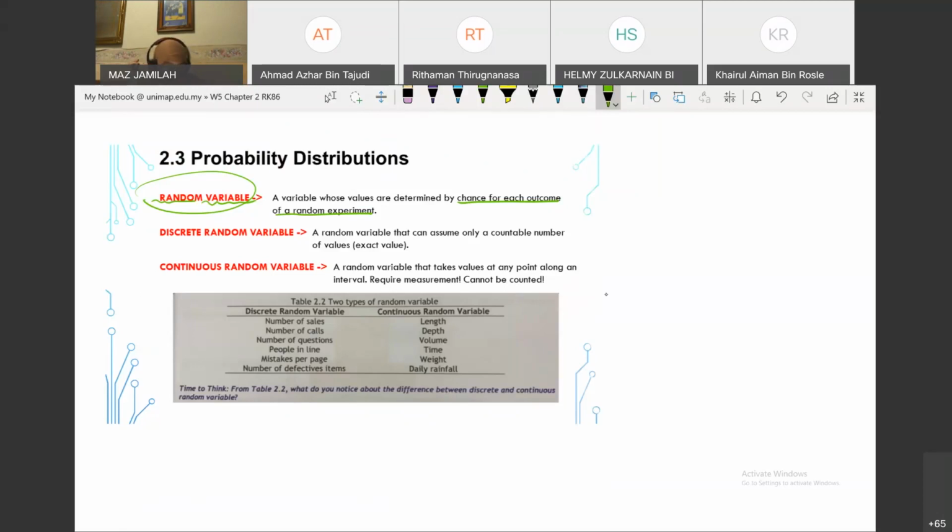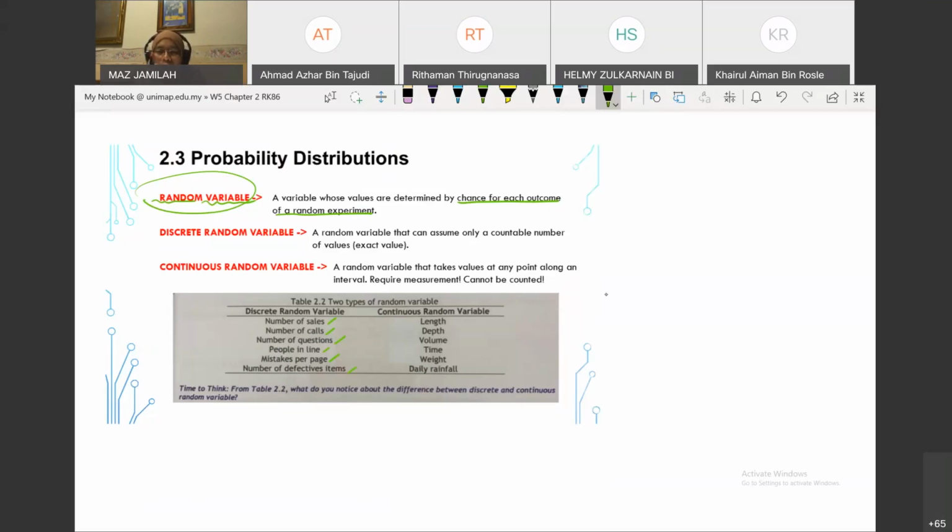From table 2.2 in your textbook, on page 45, discrete random variables include number of sales, number of calls, number of questions, people in the line, mistakes per page, number of defective items. Imagine, if we are talking about number of sales, let's say we go to a handphone shop. This shop sells different types of handphones, and we wish to find how many handphones this shop can sell in one day.